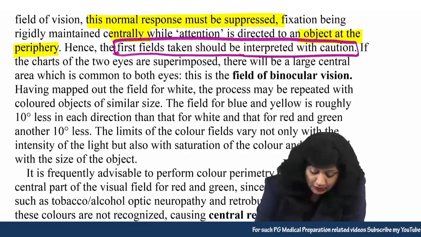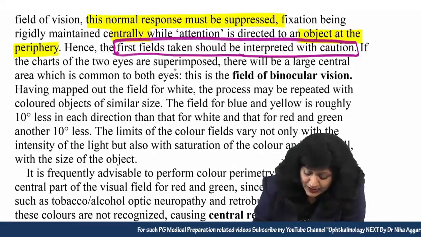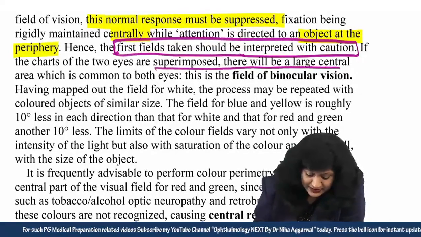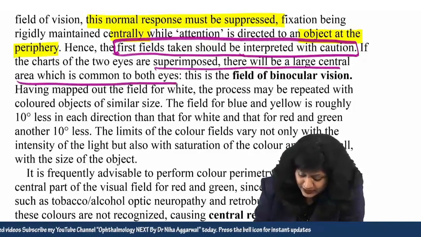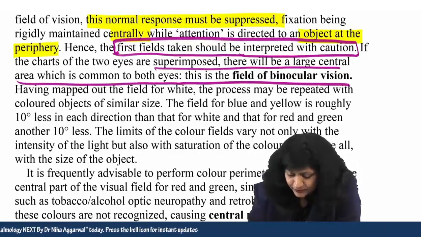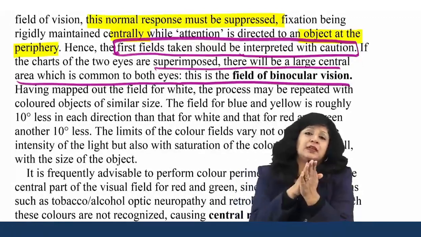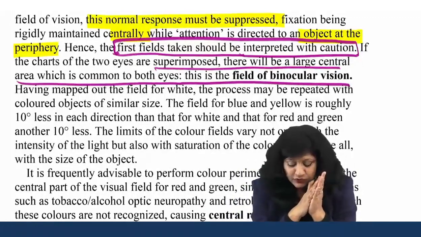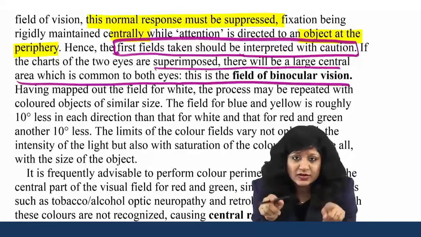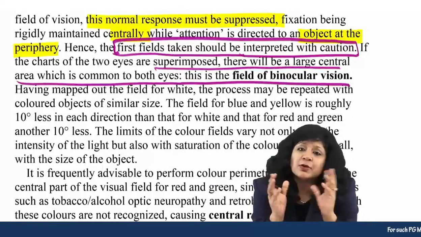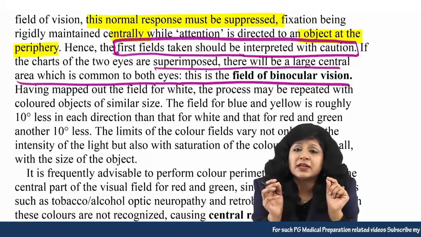Now if the charts of the two eyes are superimposed, there will be a large central area which is common to both of the eyes. This is called the field of binocular vision. So we get this separately for both the eyes, and if you overlap both, you will get a large central area which is common to both. That means that is your area of binocular vision.